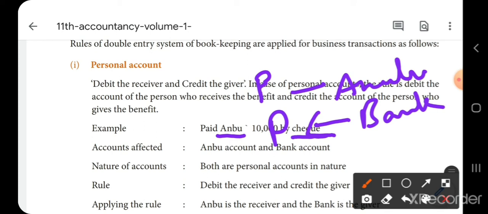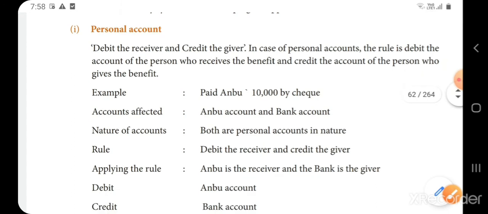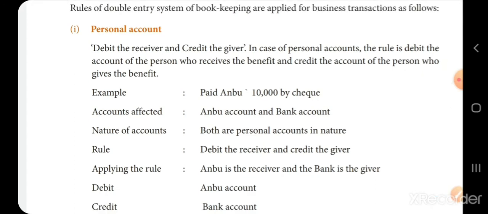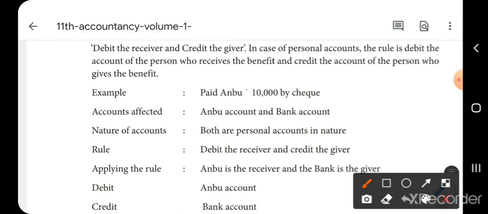Now, what is the rule you have to find out? You have identified the accounts involved, and you have also categorized them into personal, real or nominal. Now, the next step is to apply the rule. What is the rule? For personal account, debit the receiver, credit the giver. In this example, who is receiving the benefit? Paid Anbu. That means the business is paying 10,000 by cheque to Anbu. Who is receiving? Anbu. So, debit the receiver. Anbu's account you will debit.